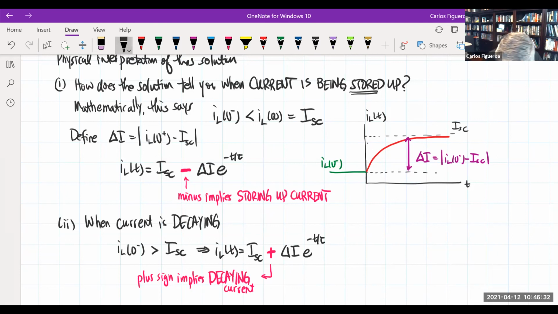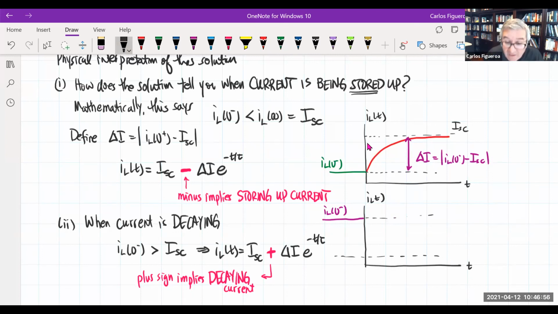So when I look at this mathematically, what we're seeing here is that I now have an initial current coming in. So I have my current coming in, and this is IL of 0 minus, and then this guy is going to decay to a lower value. We already know that this value right here is I short circuit, that it is going to decay to this. So it's going to drop down to this value right here. And once again, this drop is given by the cofactor of the exponential, which is delta I. So that's what that plus sign means here.